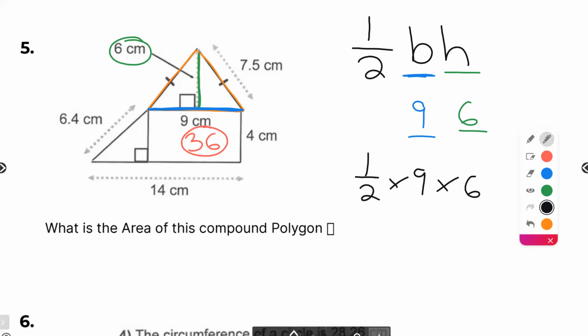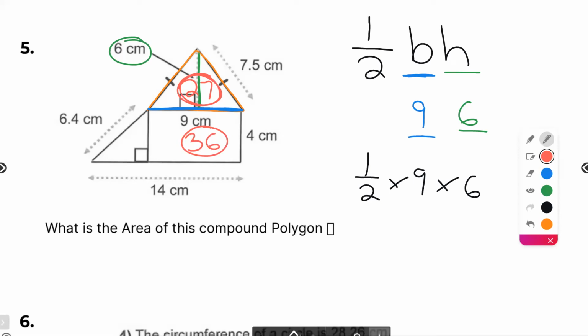Now, when I do that, 9 times 6 gives me 54, and half of that's going to be 27. You can multiply in any order you want. Half of 9 is 4.5, and 4.5 times 6 is going to give me 27. So now what I know is the area of this triangle up here is going to be a value of 27.